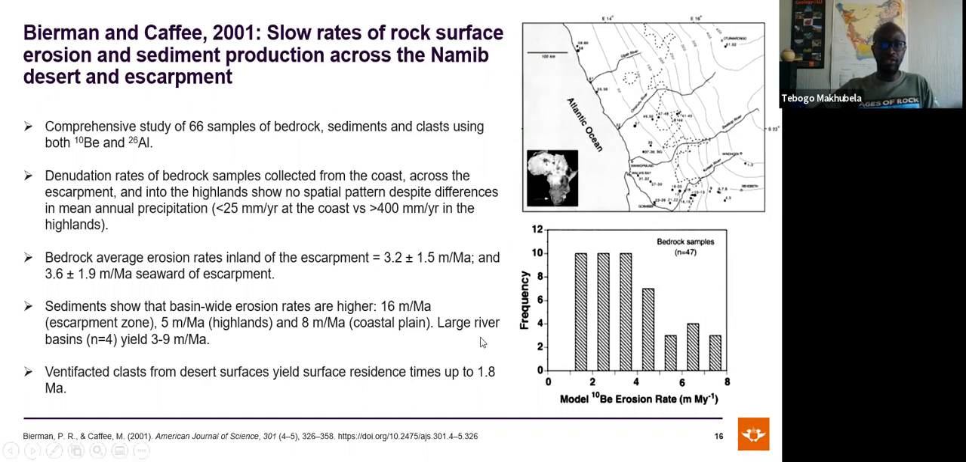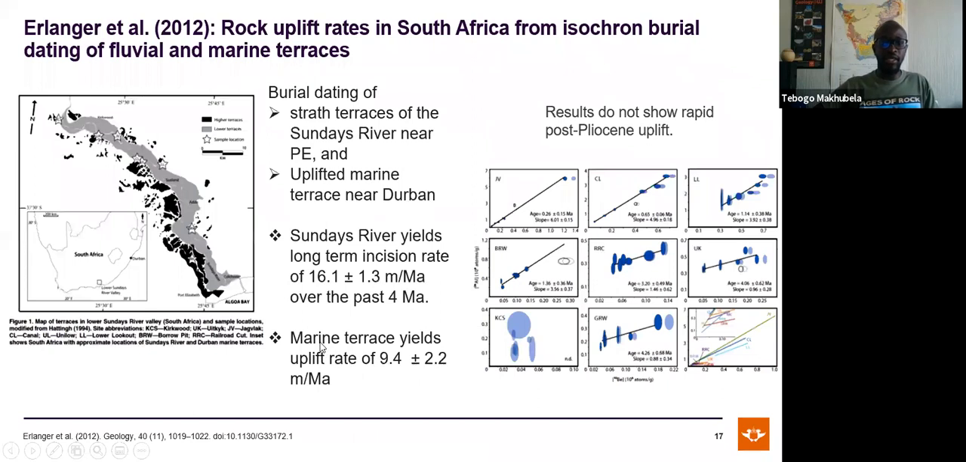But let's move to another study, which was that of Erlanger et al. in 2012. This study was looking at the rock uplift rates in South Africa, and they were doing it differently by using the isochron burial dating of fluvial and marine terraces. So they used strath terraces of the Sundays River near Port Elizabeth, as well as the uplifted marine terrace near Devon.